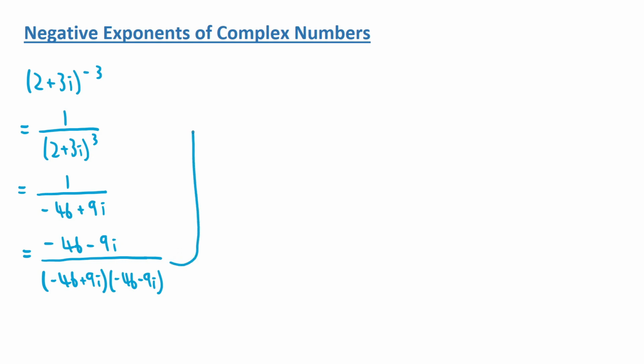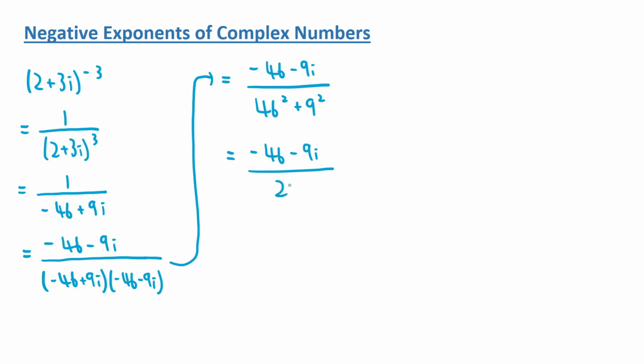So we can use the formula a plus bi times a minus bi equals a squared plus b squared to rewrite the denominator as 46 squared plus 9 squared. 46 squared plus 9 squared is equal to 2,197, so this is equal to negative 46 minus 9i over 2,197. And if we distribute the division, this is equal to negative 46 over 2,197 minus 9 over 2,197 i.